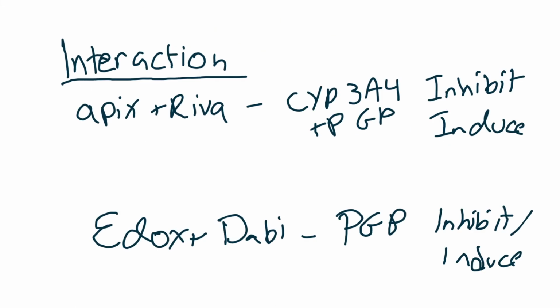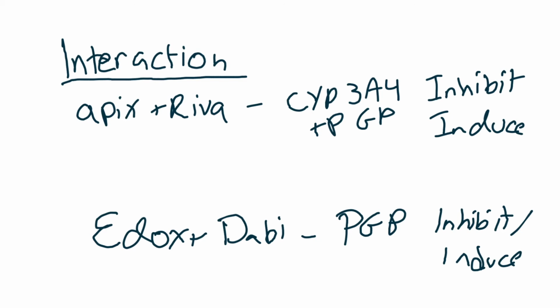Some drug interactions will limit our use of DOACs. For apixaban and rivaroxaban, there's a strong interaction with CYP3A4 inhibitors and inducers, as well as P-glycoprotein inhibitors and inducers. By contrast, edoxaban and dabigatran only interact with P-glycoprotein inhibitors and inducers.